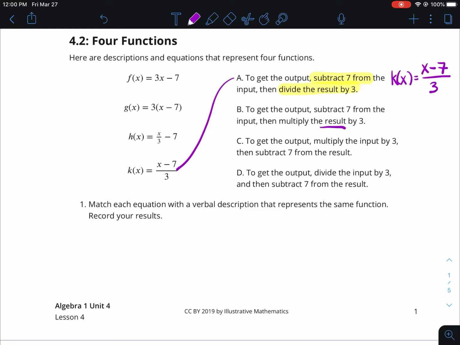So B, to get the output, subtract 7 from the input, then multiply that result by 3. So I'm going to need some sort of parentheses on here because I'm going to subtract 7 from the input, and then I'm going to take that and multiply it by 3. So I believe we need G for B.